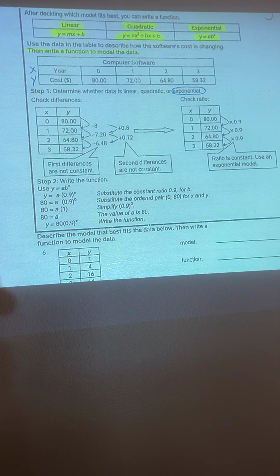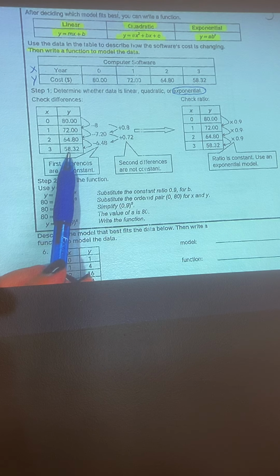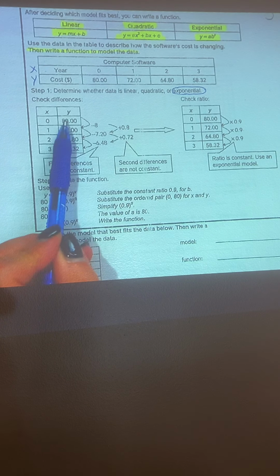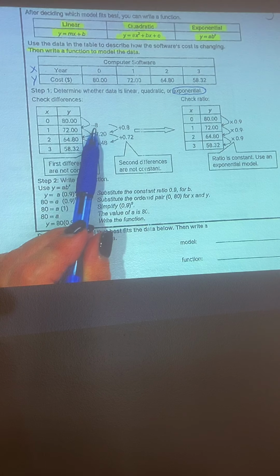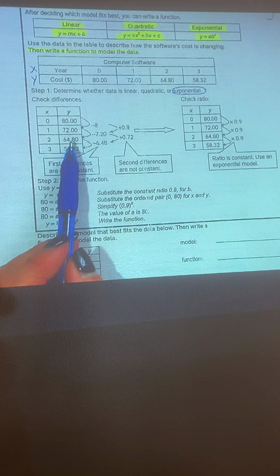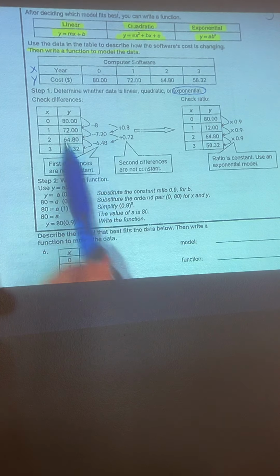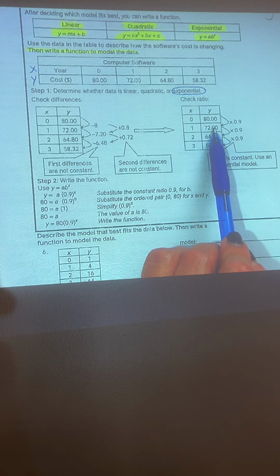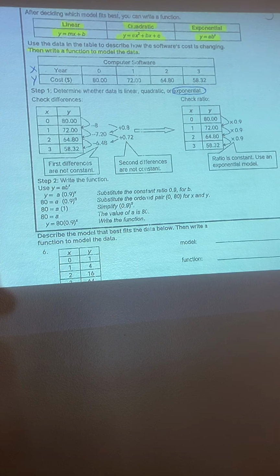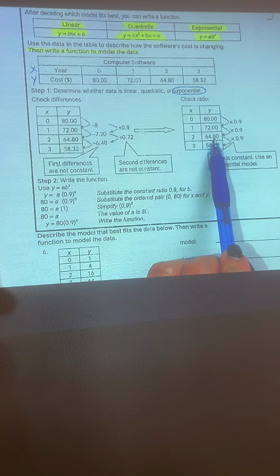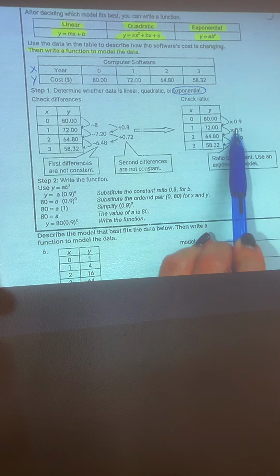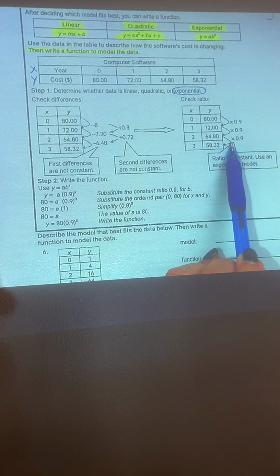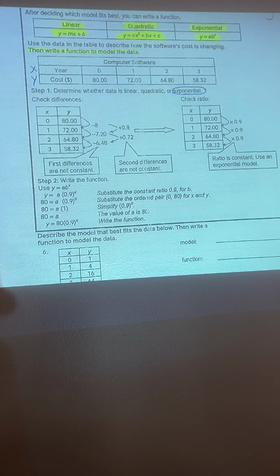The reason why I know it's exponential is because I figured it out by putting 72 divided by 80. That's 0.9. 64.8 divided by 72, 0.9. 58.32 divided by 64.80, 0.9. So I know it's exponential.